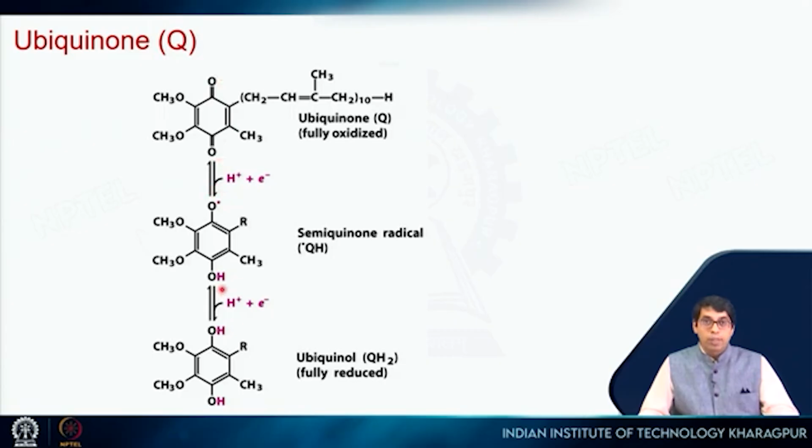OH, right? Now you can add another electron, so this O dot becomes O minus and it can bind to this H plus to form OH and OH. So now these two keto groups have converted to two alcohol groups. So ubiquinone, which is fully oxidized, becomes ubiquinol, which is fully reduced.